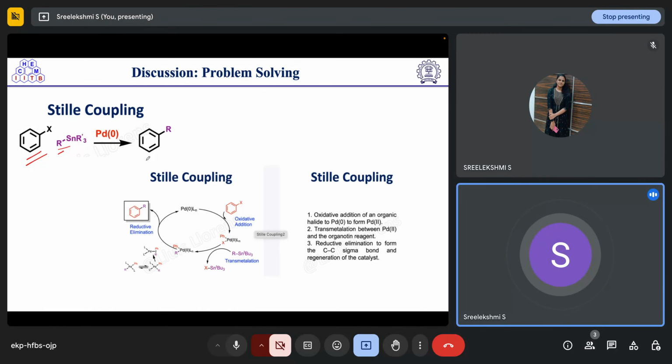So here, the mechanism is similar: oxidative addition of this alkyl halide, which will give this palladium 2 complex, transmetallation with this tin compound to give this, and then reductive elimination will give this coupled product. So first oxidative addition, then transmetallation, and then reductive elimination will give the coupled product. So this was the reaction based on organotin reagents.